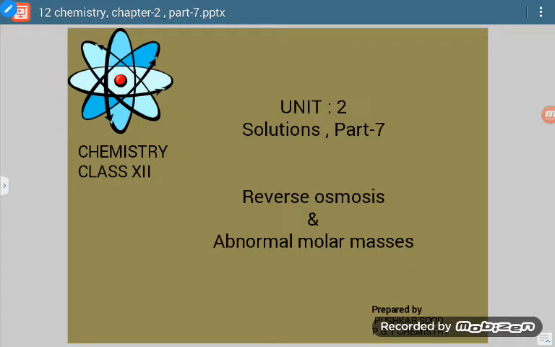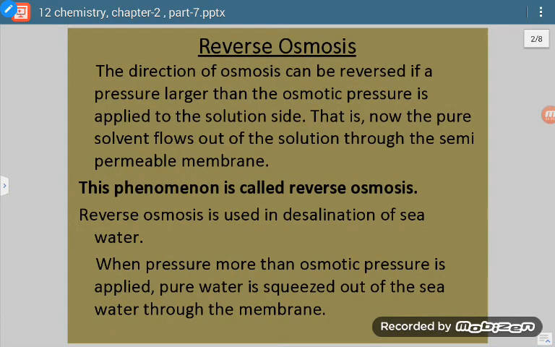Students, today we are going to discuss the last topic of the second chapter. It contains reverse osmosis and abnormal molar masses. Abnormal molar masses are explained on the basis of the van't Hoff factor. Now, first of all, reverse osmosis.